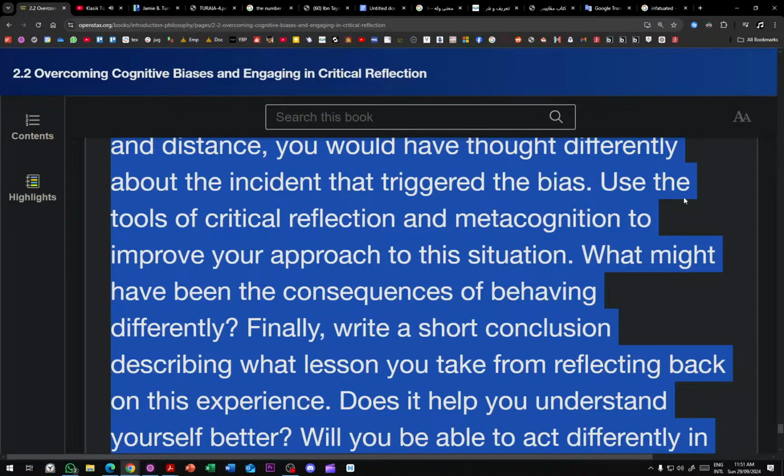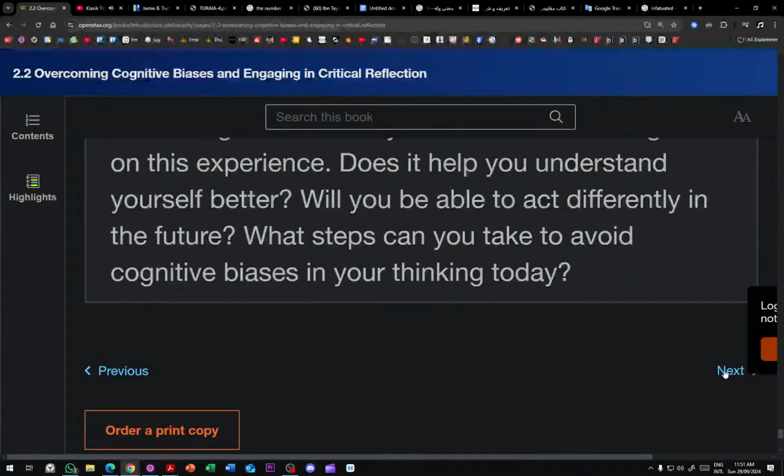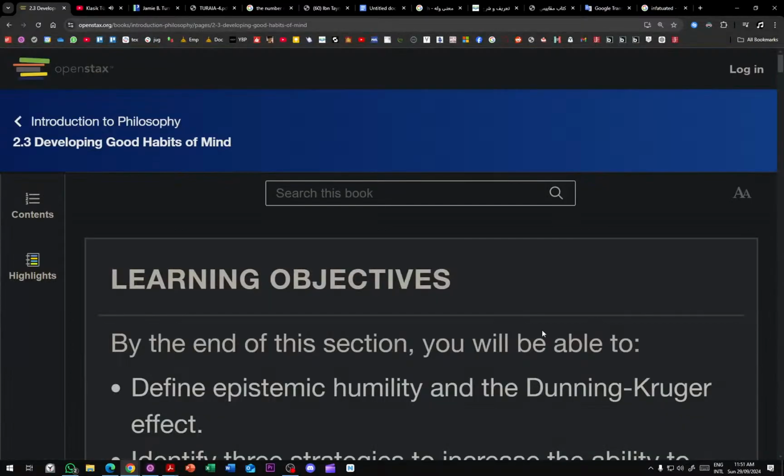So we have finished. Now we are in section 3, developing good habits of mind.